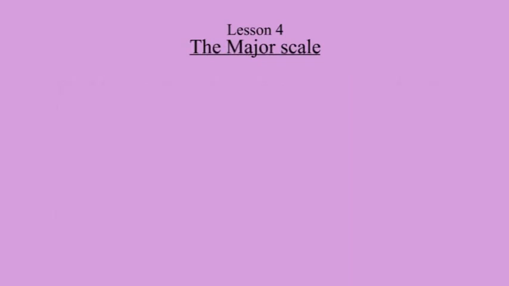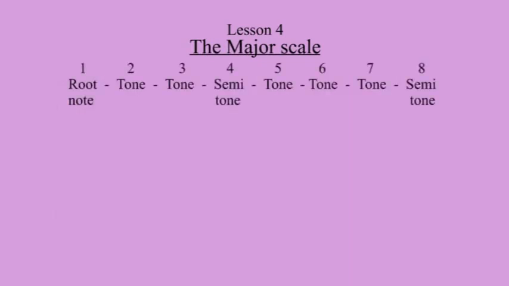Here is the sequence of tones and semitones for constructing the major scale. We start from the root note. This note determines which key the scale is in. All the notes in the major scale have a name. The name determines its position in the scale. For now we have numbered them, the root note being number 1 through to number 8.